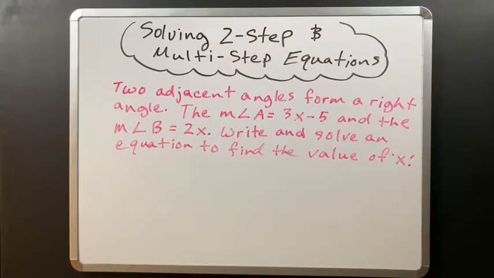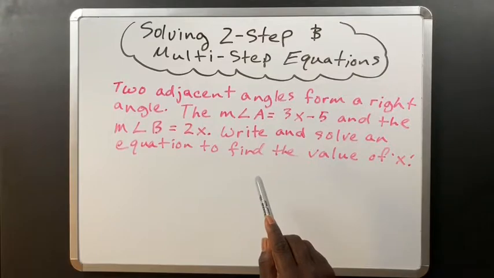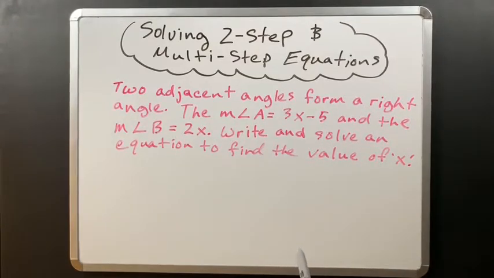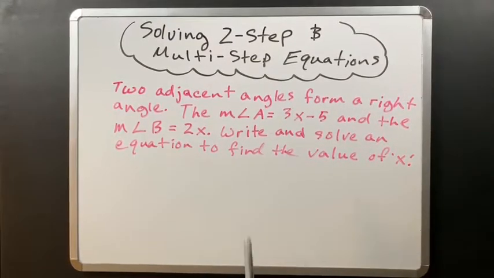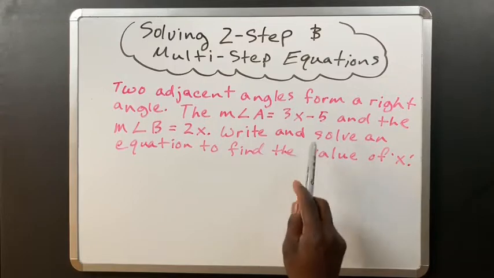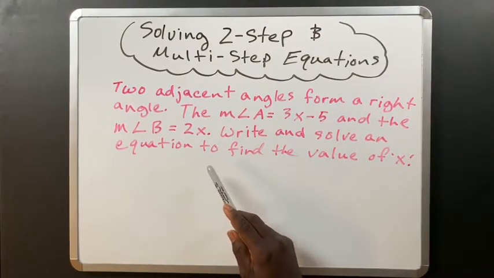Okay, so let's read this again, and we're going to pay attention to some vocabulary and make sure we understand what's going on here. So we have two adjacent angles. Adjacent angles are angles that are next to each other, okay? And they form a right angle. That means these two adjacent angles are right next to each other and they make a 90-degree angle. That's the definition of a right angle. Now, the measure of angle A is 3 times x minus 5, and then the measure of angle B is 2 times x.